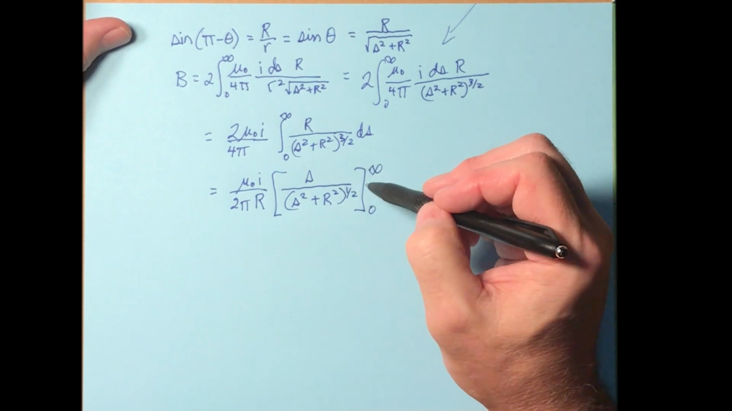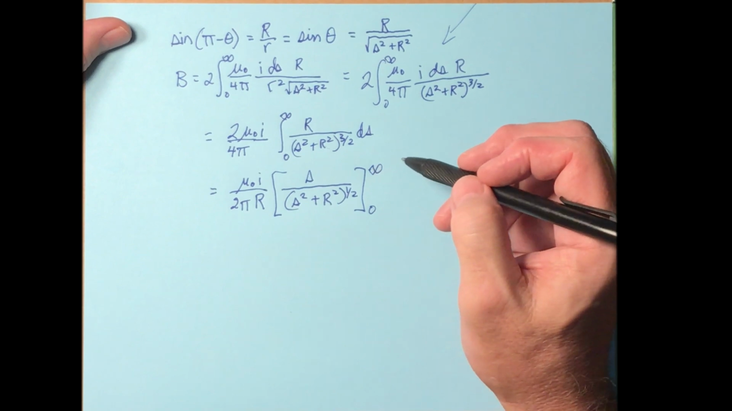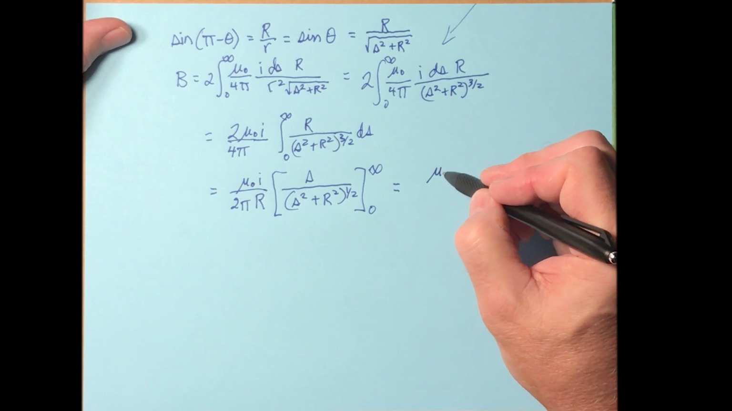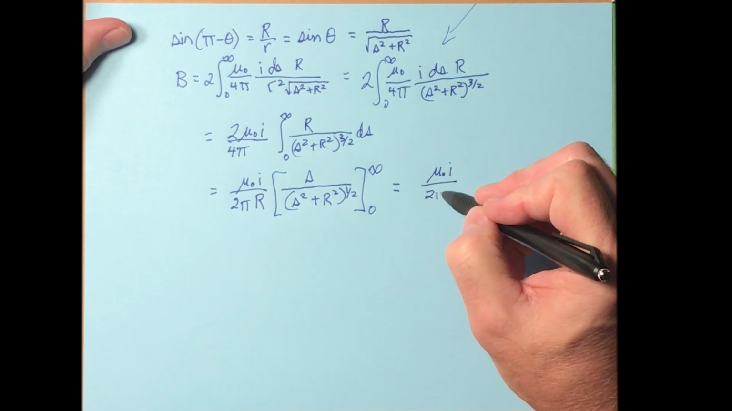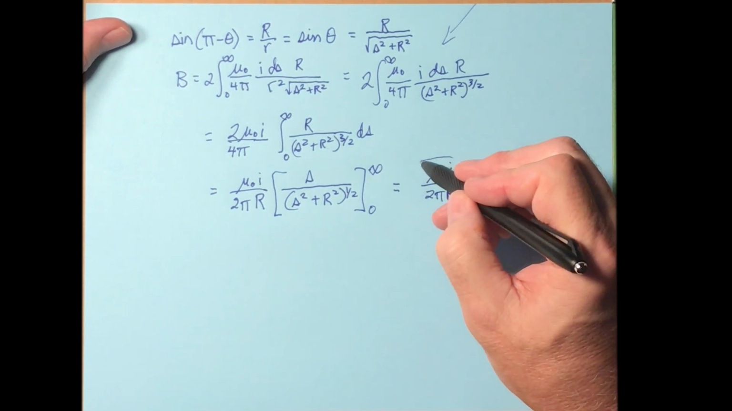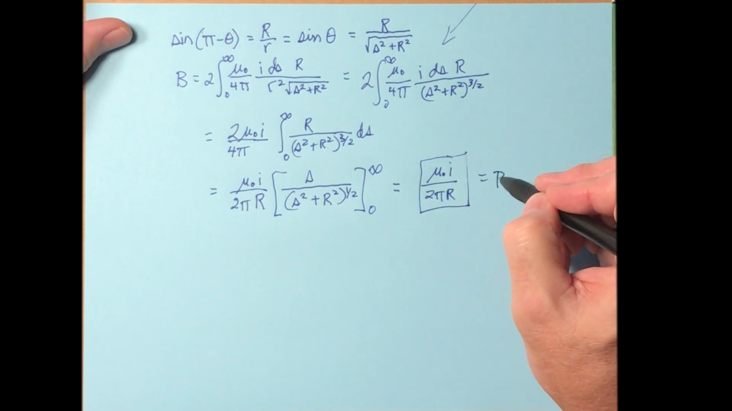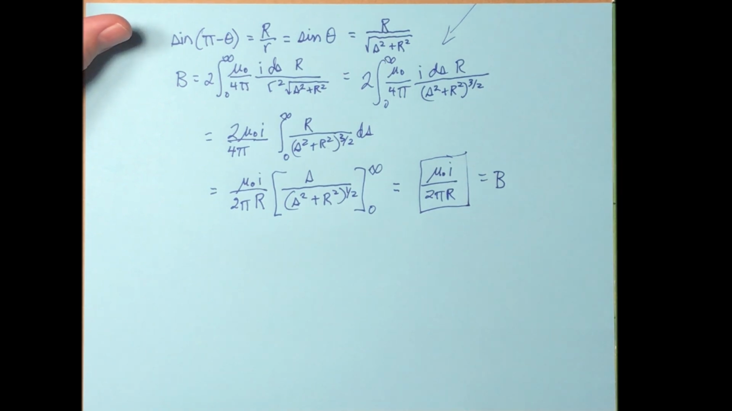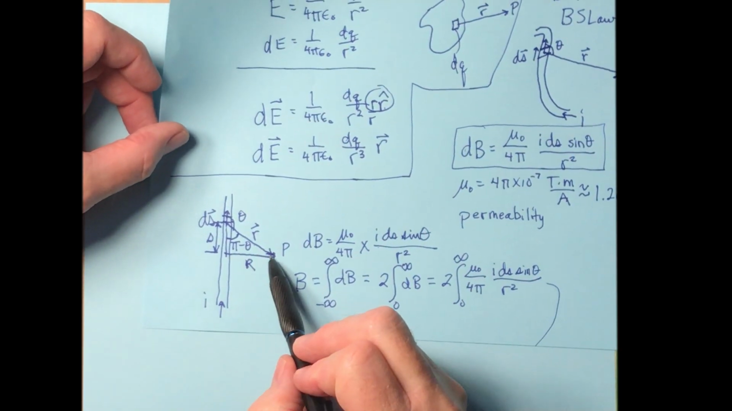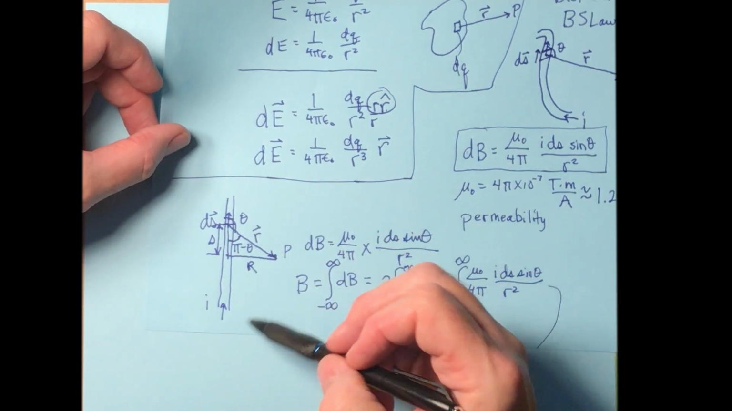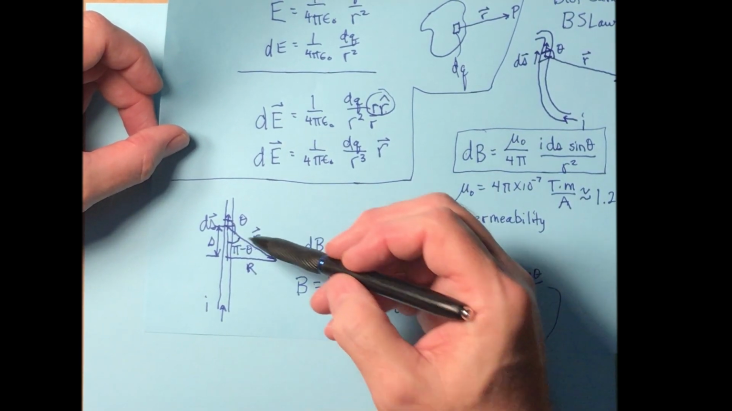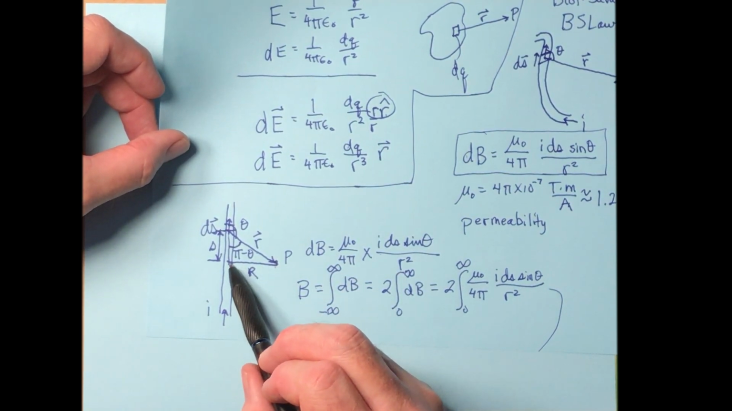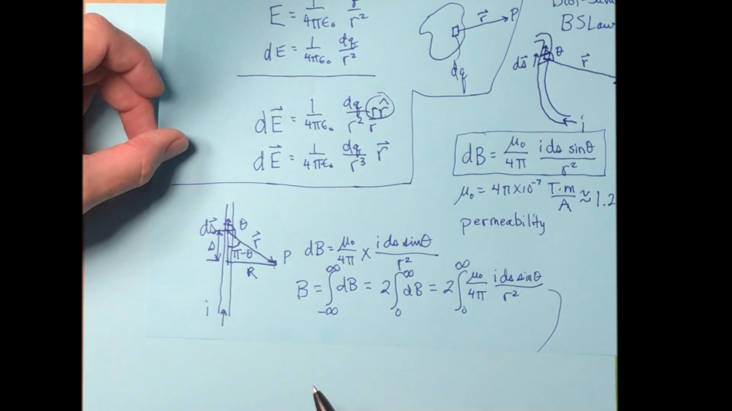All right, you have to do a limit in order to accomplish this. You can do that, and when you finish it up, here's what you end up with: mu naught I over 2 pi R. There. That is the magnitude of the magnetic field a distance big R away from a long current carrying wire. So as long as you're not too close to the ends here, that's what the magnetic field magnitude is, a distance R away from a straight wire.